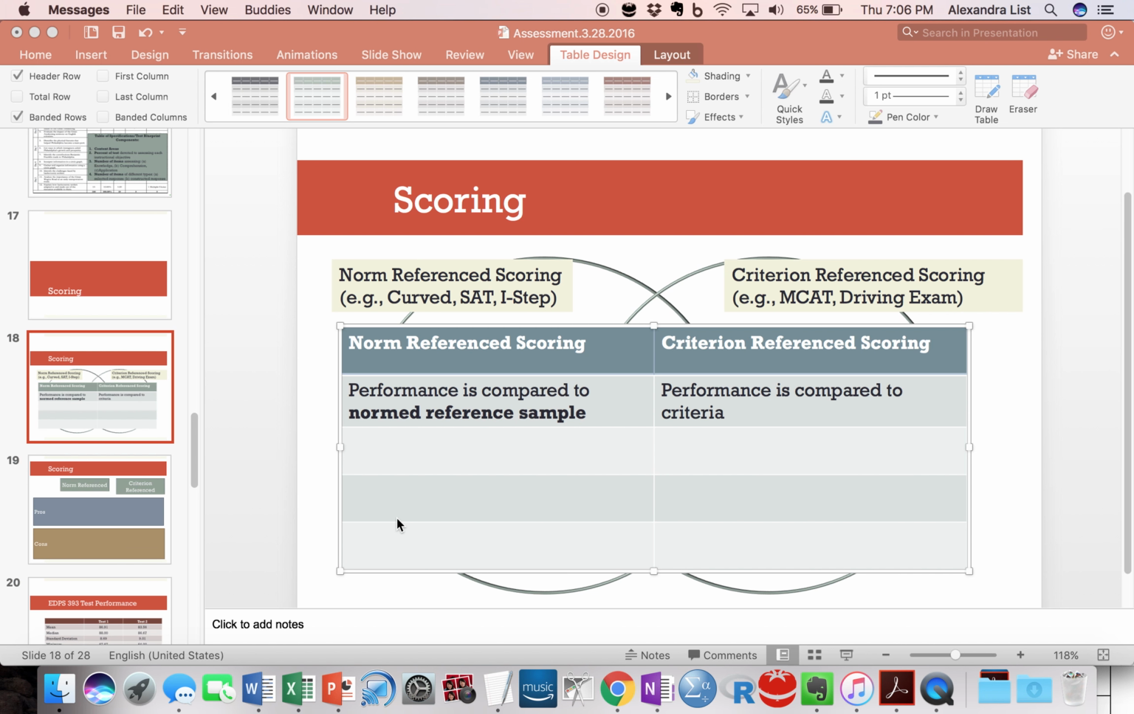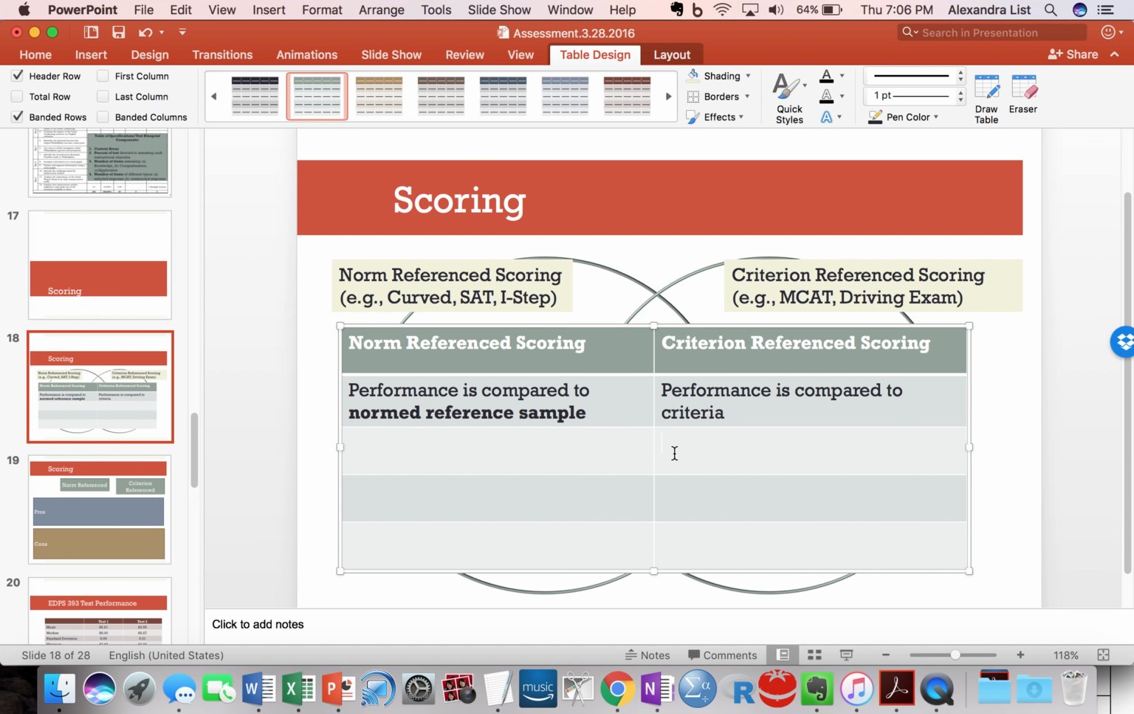Of course, in criterion referenced scoring, performance is compared to a set of criteria. This contrast leads to all of the other contrasts we talk about between norm referenced and criterion referenced scoring. With criterion referenced scoring, you set the criteria a priori. Before students even take a test, I set out the things students are going to have to do in order to pass. What are the standards they have to meet? Whereas for norm referenced scoring, I can only set the normal curve after students have completed the test. So it's normed after the assessment.